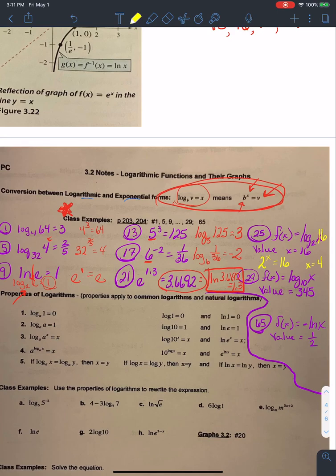Okay, so if I'm looking at number 29, same thing. They're giving me a log base 10 of x, and they want me to put a value of 345 in for x. So in solving that, that means I have a 10 raised to some power I don't know, and it has to equal 345. This is one that I think the calculator should probably be doing for us.